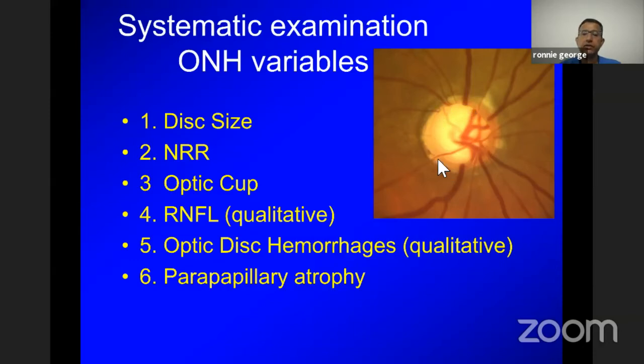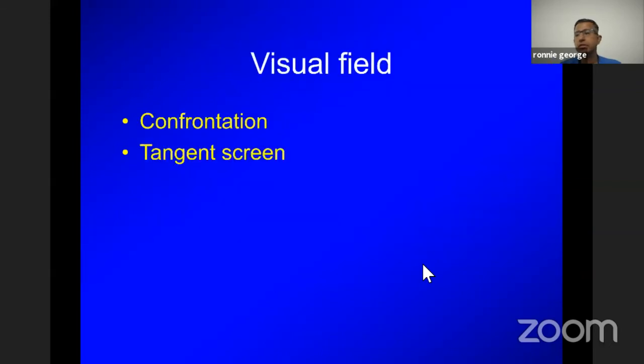You need to look at the retinal nerve fiber layer, and that's an important measurement. Look for optic disc hemorrhages and look for peripapillary atrophy. Some of these things are important to mention even as negative findings, saying no disc hemorrhages or no peripapillary atrophy, because that will tell you that you have actually looked for it.